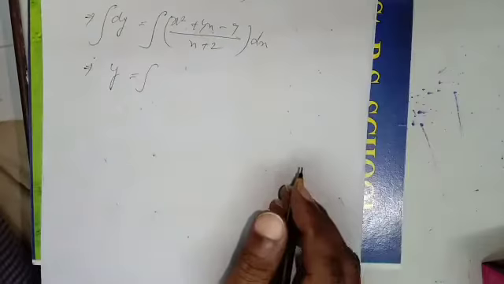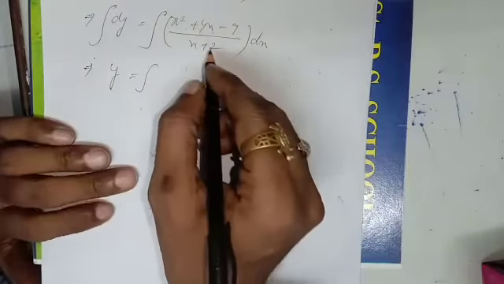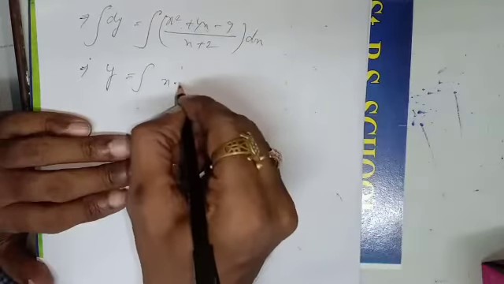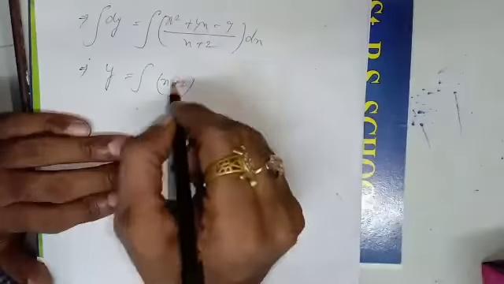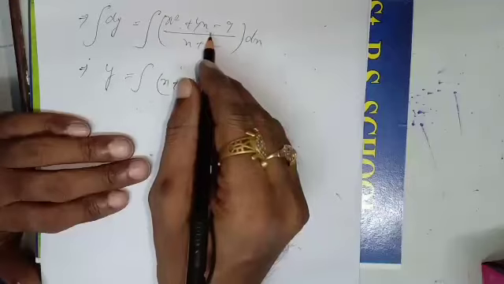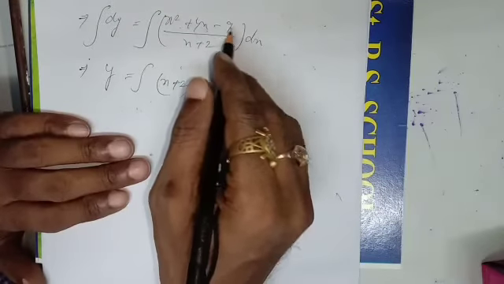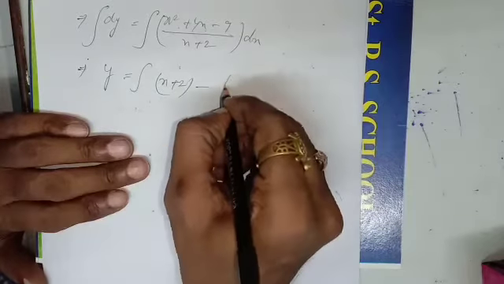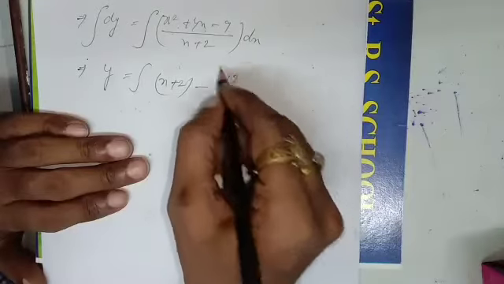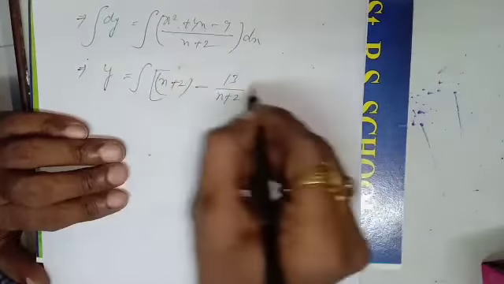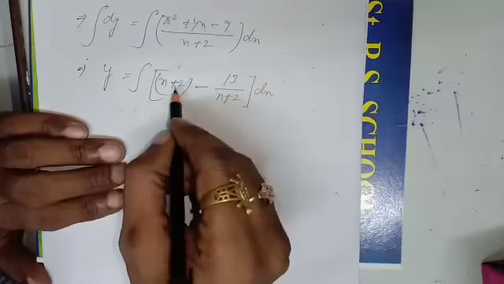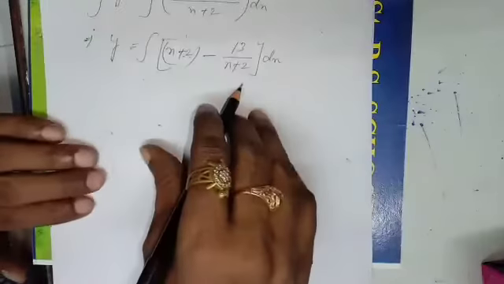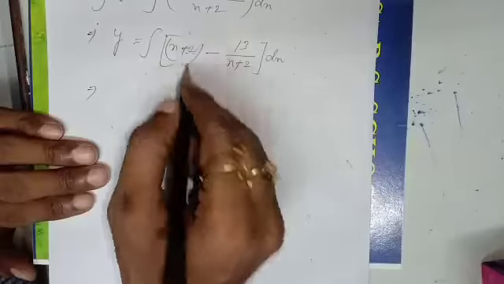Just to see, if you divide this one, the quotient will be x + 2, because (x + 2) into (x + 2) will be x² + 4x + 4, and here given minus 9, that means minus 13 will be the remainder. Minus 13 divided by the divisor, that is x + 2. If you divide, you will get quotient x + 2, remainder minus 13. That means you have to arrange properly. This is the proper process. After division you have to get this one.